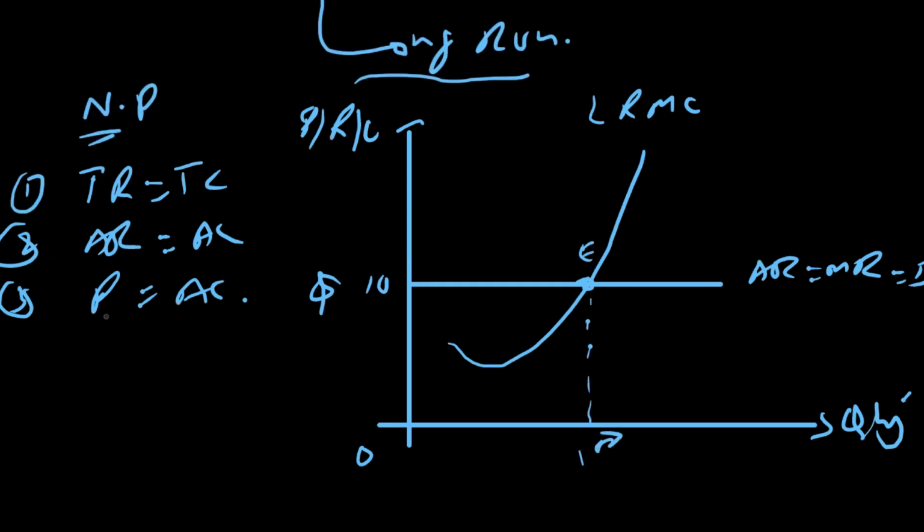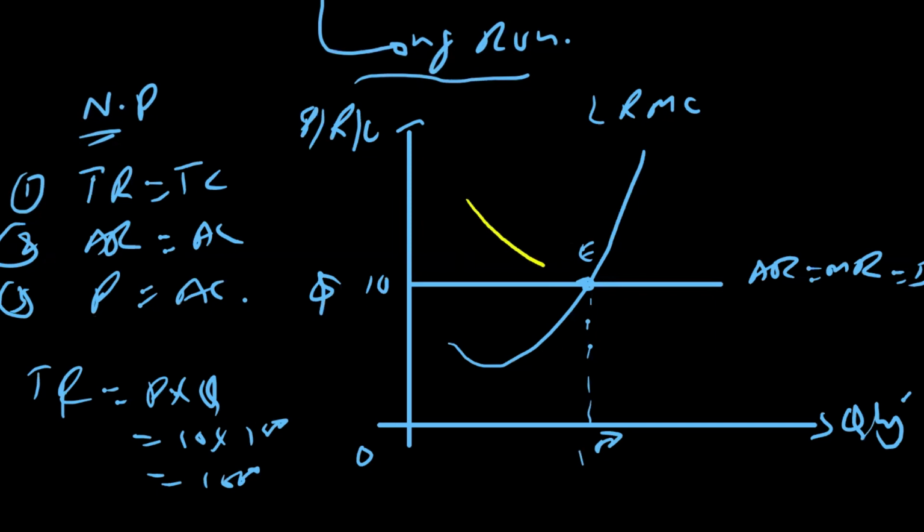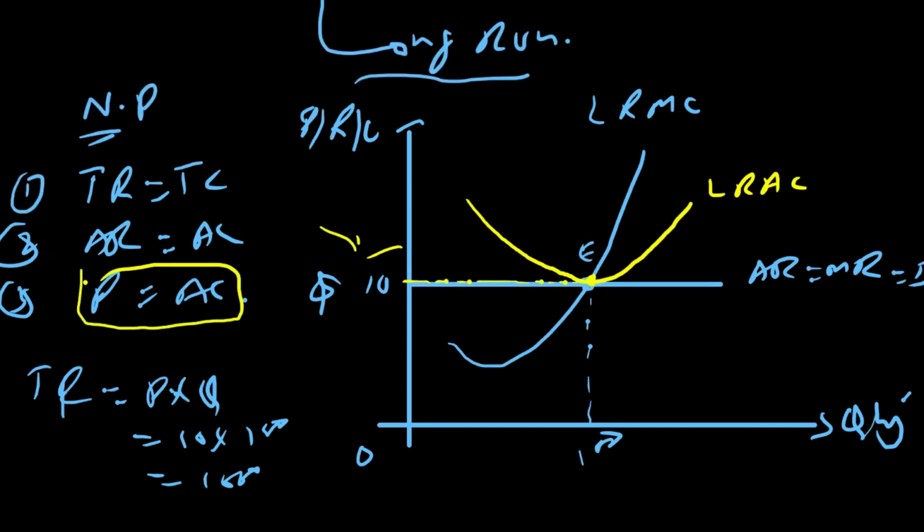equal to 100 units. So total revenue here will be price into quantity, that is 10 into 100 is equal to 1000. And the average cost curve will now be sitting on the average revenue curve at this point, because we have to draw a long run average cost curve at quantity 100, and average cost should be equal to $10, because normal profit is when price is equal to average cost. If price is $10, average cost should also be $10.